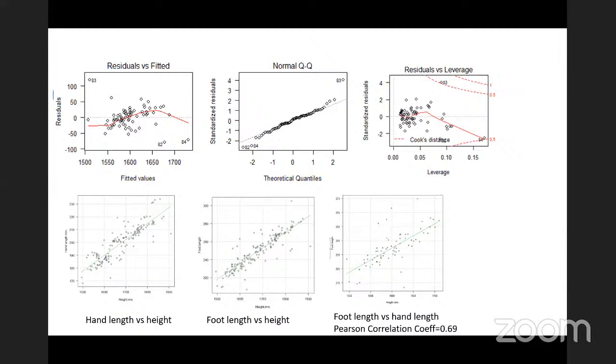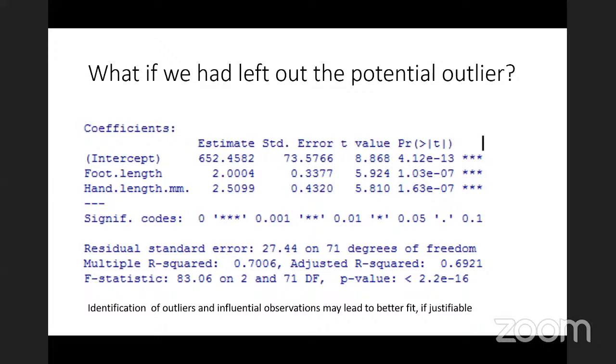If we had left out the potential outlier, we would be getting a multiple R square value of 0.7. In the previous equation, when we did include the outlier, the R square value was around 0.61. So just leaving out the potential outlier markedly increased the fit of our model. So identification of outliers and influential observations may lead to a better fit, and so they may be left out of the final fit.